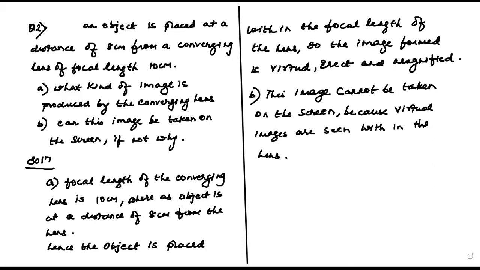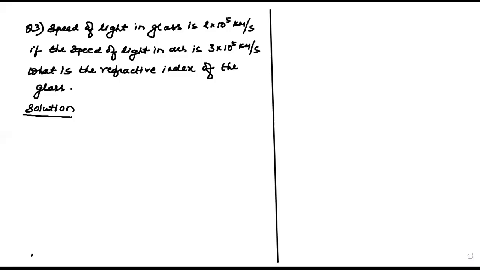Okay, children, we go to the next question, question number 3. What is given in this question? Speed of light in glass is 2 into 10 raised to 5 kilometer per second. कोई बच्चा बोलेगा सर ये गलत है. 10 to 8 होता है। अरे बेटा इधर किलोमीटर है। Got it? अगर मीटर रहेगा तो 10 to 8, किलोमीटर रहेगा तो 10 to 5.